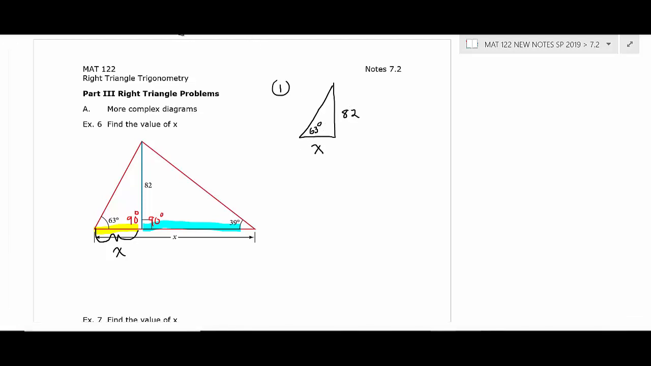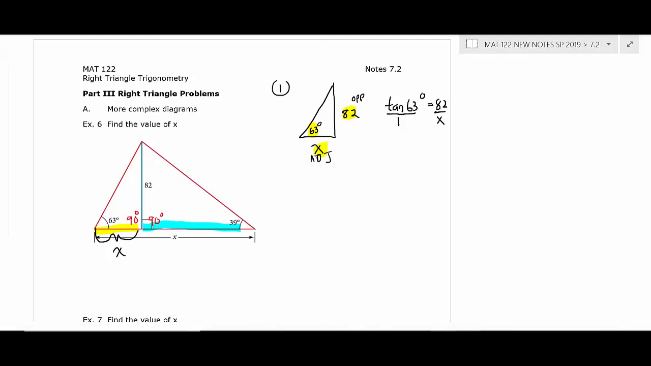Like I was showing you earlier in this section, focus on the angle and talk out what you have. You've got to know which trig function you have. In relation to 63, this is the side opposite, and then that is the side adjacent. So the trig function that's opposite over adjacent is the tangent. So what you would say is the tangent of 63 degrees is equal to opposite 82 over adjacent x. Then you've got an equation you can solve.